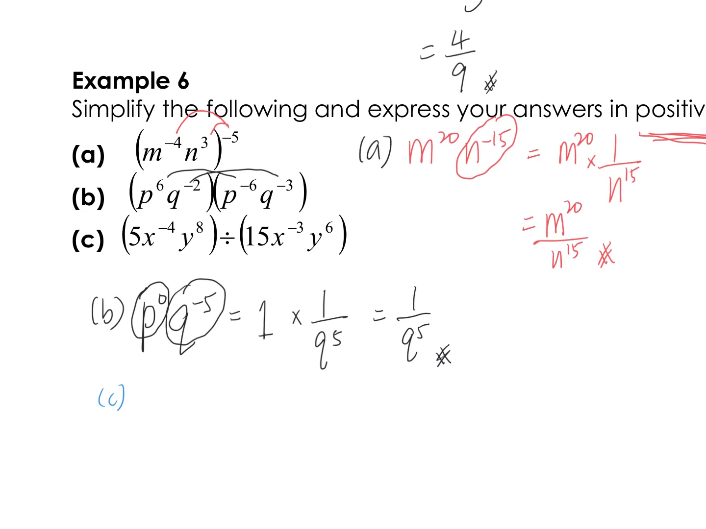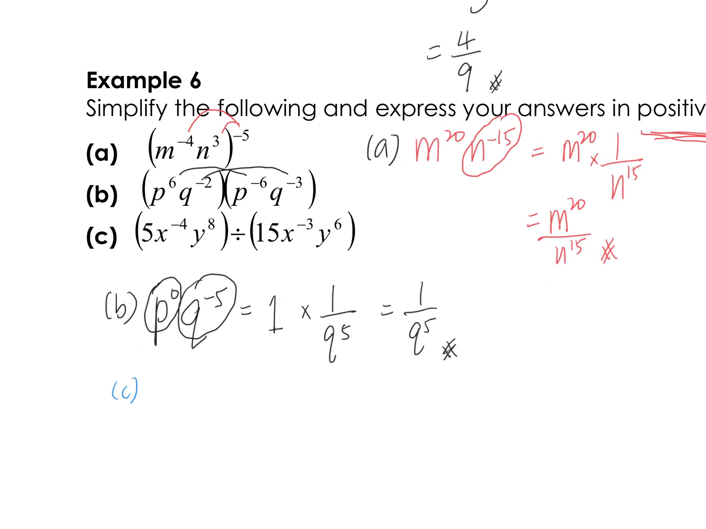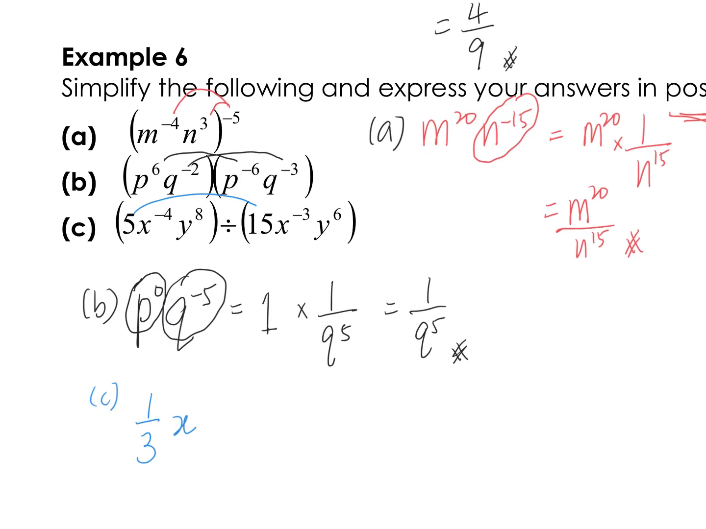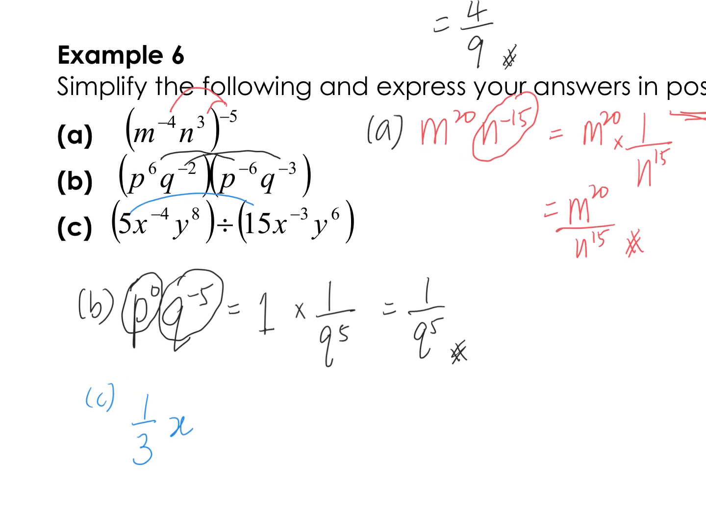Ashville, what is 5 divided by 15? 1/3. Okay, then the x, what do I get? Negative 7? No. Divide means you subtract the power, right? Yes, Vishan, why?